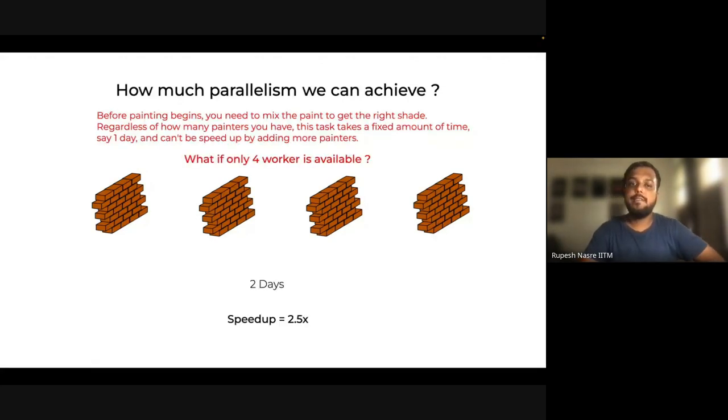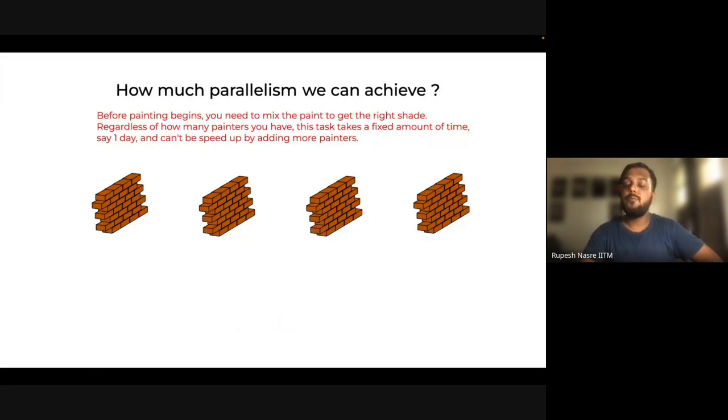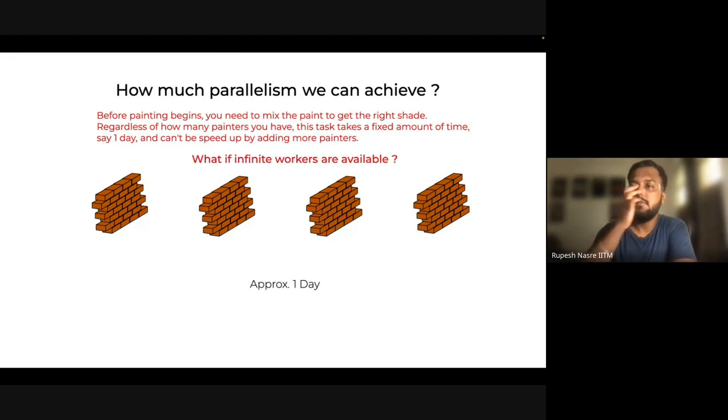So my question is, can we achieve the speed up by more than five times if infinite workers are available? Anyone? You can give your ideas. It may be wrong. It's perfectly fine.